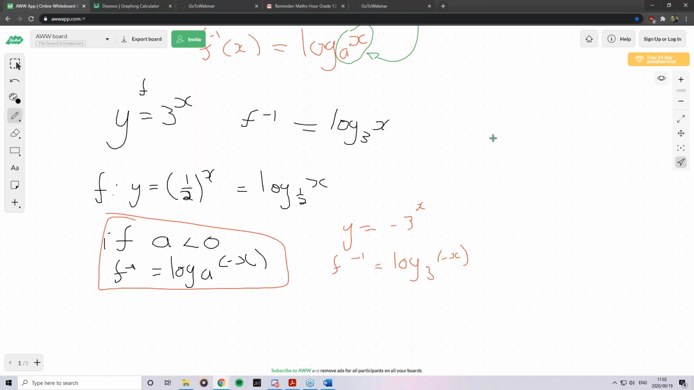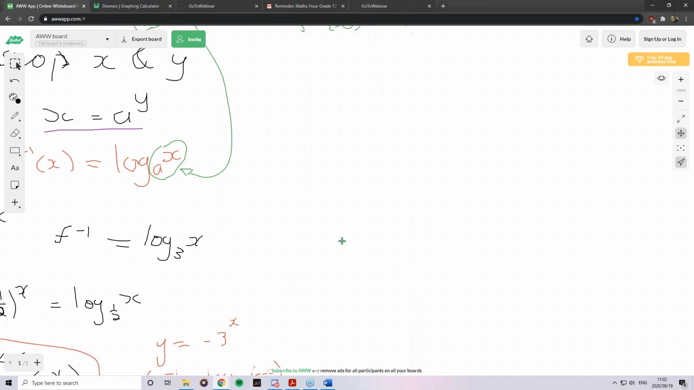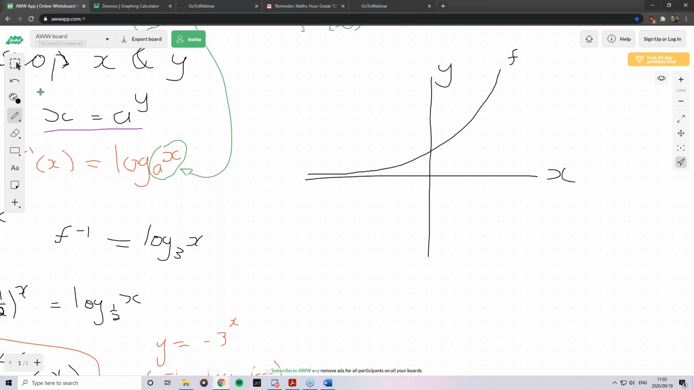There are two shapes that this function can take. If I have my x-axis and y-axis, let's say my f looks like this. You draw your line y equals x. Whenever you have inverses, it's useful to do this. And my inverse becomes something like this. Notice that this function will tend towards this axis, and this one will tend towards this axis here.